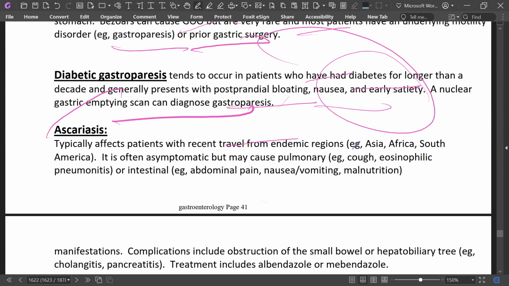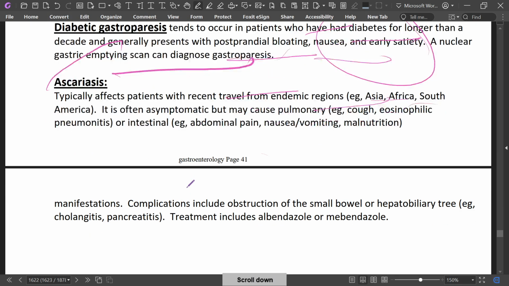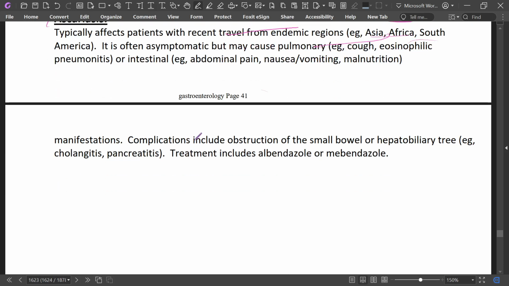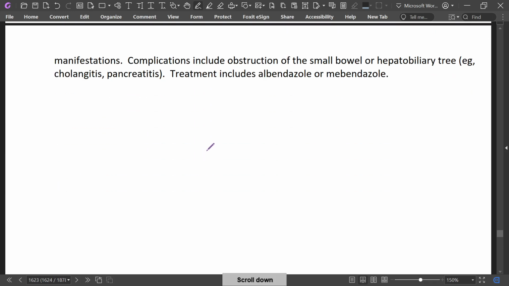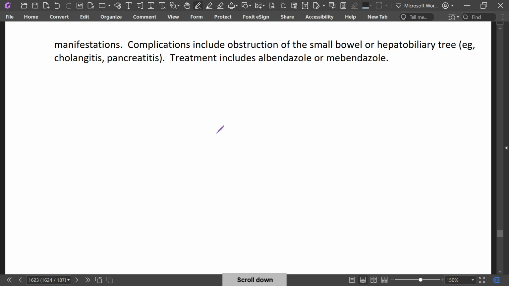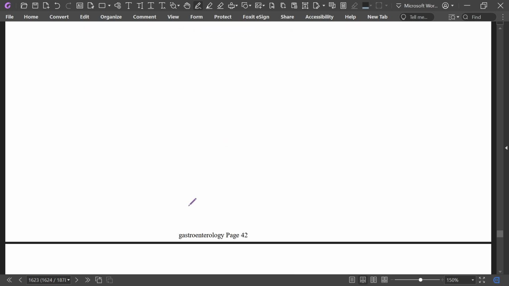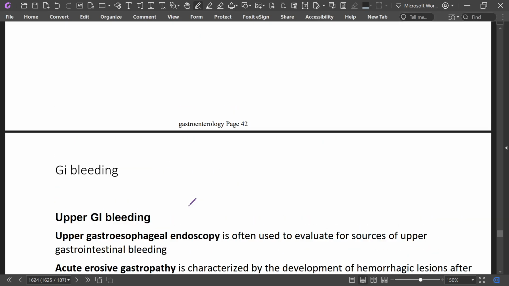Ascaris: recent travel from an endemic region, Asia, Africa, South America. There may be pulmonary or intestinal problems. Complications include obstruction of the small bowel or hepatobiliary tree, cholangitis, and pancreatitis. Treatment is albendazole or mebendazole.